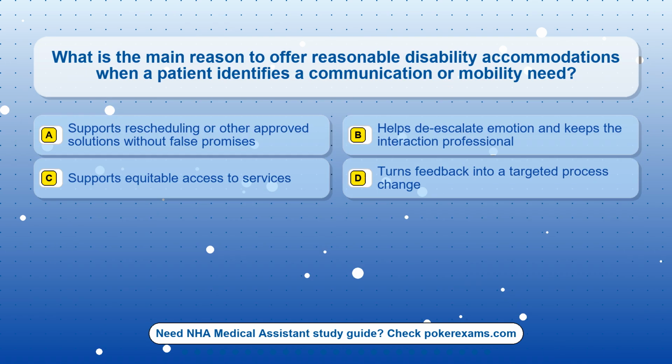Question 14. What is the main reason to offer reasonable disability accommodations when a patient identifies a communication or mobility need? Option A. Supports rescheduling or other approved solutions without false promises. Option B. Helps de-escalate emotion and keeps the interaction professional. Option C. Supports equitable access to services. Option D. Turns feedback into a targeted process change.